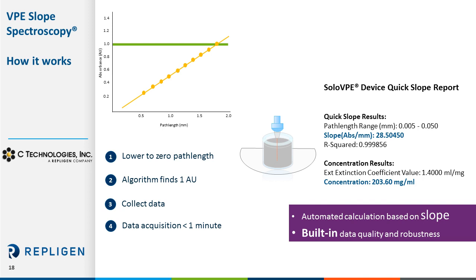The path length range of the Solo is from 5 microns to 15 millimeters, essentially giving us 3,000 choices of path lengths to establish true linearity within Beer-Lambert's law. The R-squared value is our proof with every measurement that we have accurate and linear data. We have now taken slope spectroscopy and resolved it into a pass-fail test, provided your R-squared value meets our criteria of 3 nines or higher.